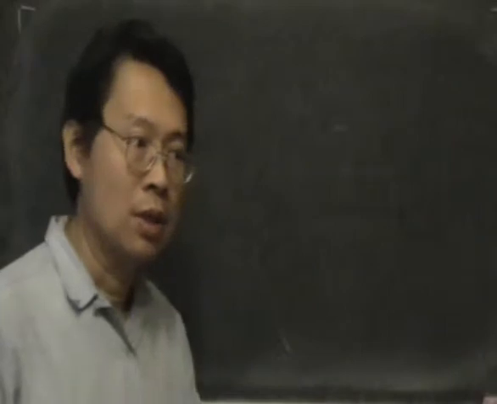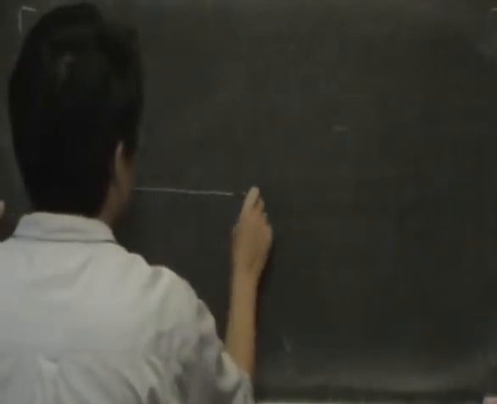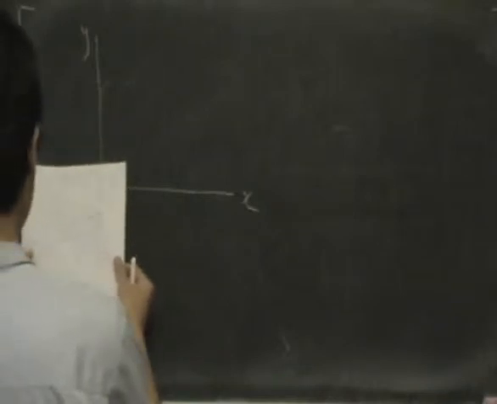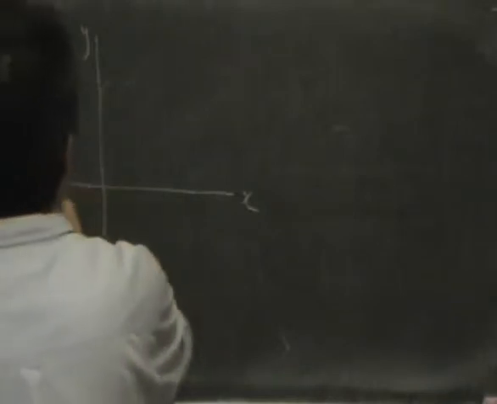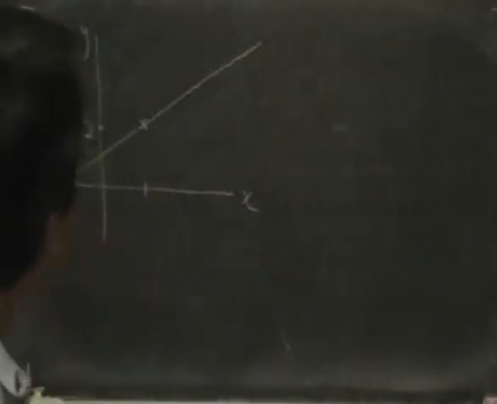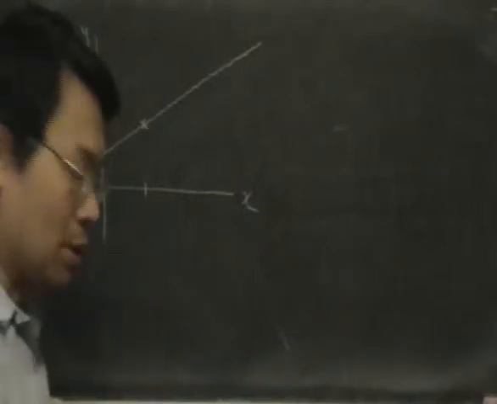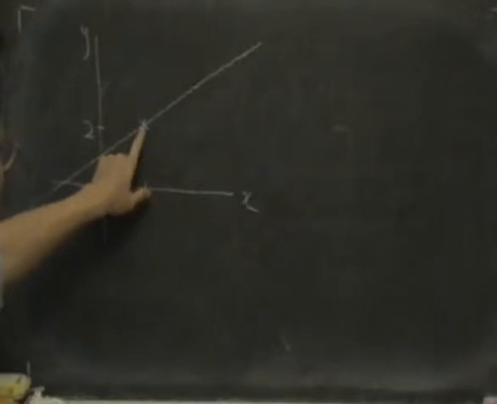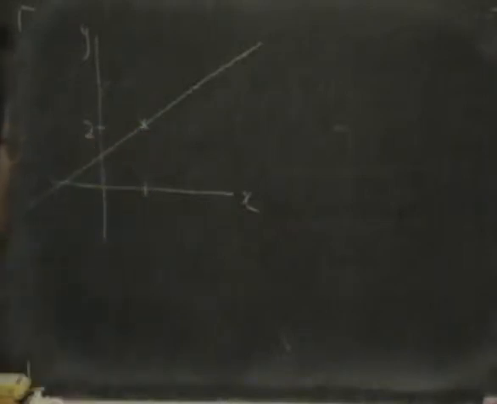Hello, I'll talk about the equation of a straight line. Suppose I have a straight line passing through this point with coordinates 1, 2.